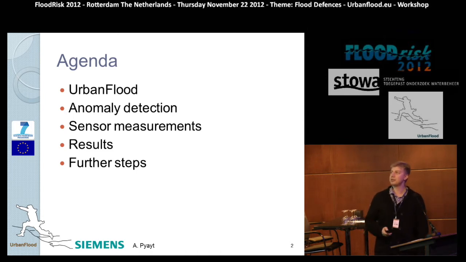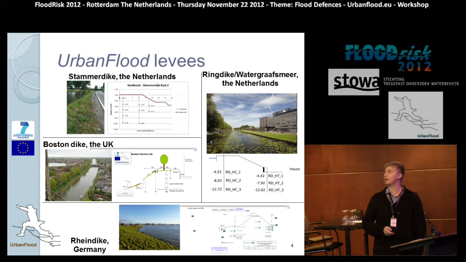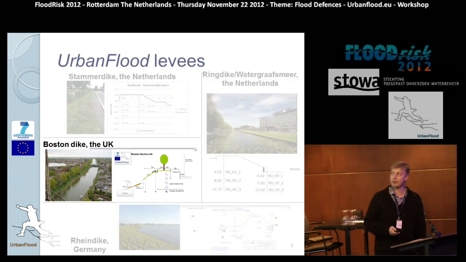We fully depend on sensor measurements and on the quality of available sensor measurements, and I will talk about the problems we have and about the required preprocessing procedures that we apply for available data. And after that, we will talk about the results of anomaly detection. Let's start with UrbanFlood. We are monitoring several levees located in the Netherlands, in Germany, and the United Kingdom. But today we will focus mainly on the Boston levee.